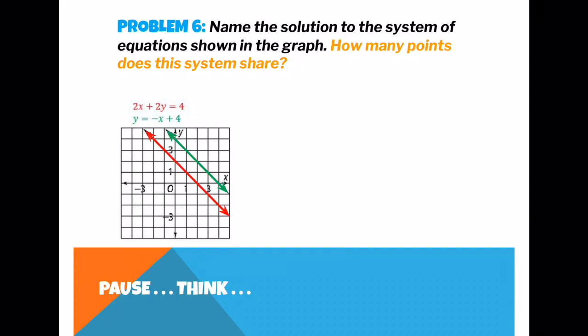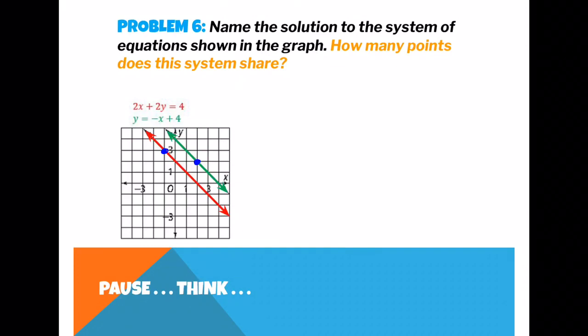In problem number 6, we have another red and green line. And I ask you, how many points does this system share? Take a moment and think, how many points do these two lines share? Do they share this point? Well, this point is on the red line, but it is not a point on the green line. So it's a solution to the red line, but not a solution to the system. What about this point? Once again, this point is on the green line, but it's not also on the red line. So it's a solution to the green line, but not a solution to the system.